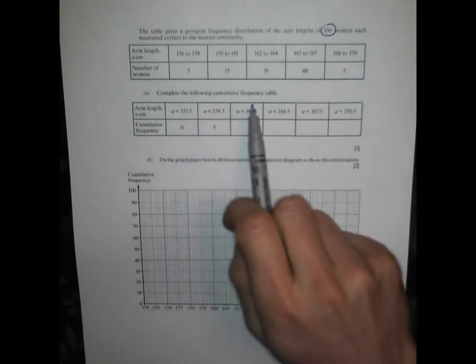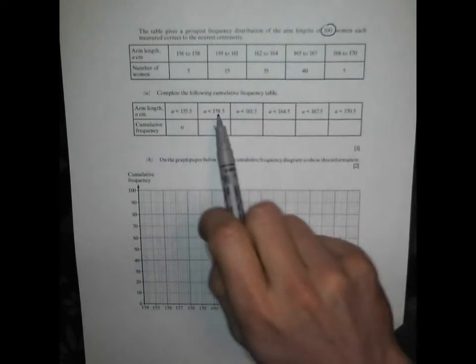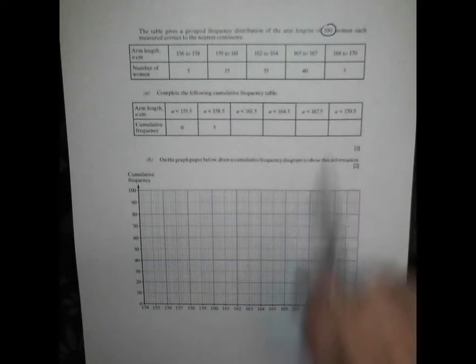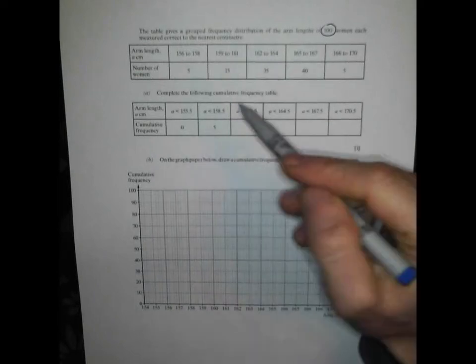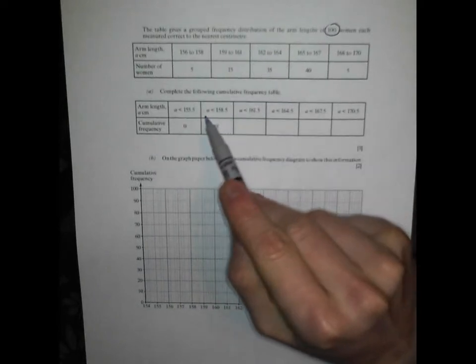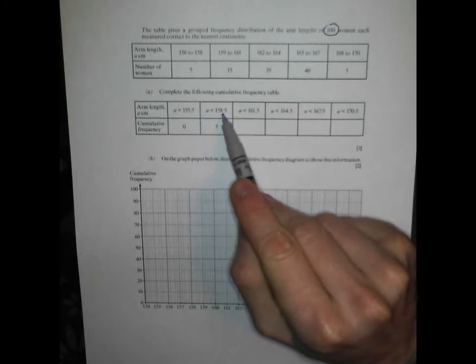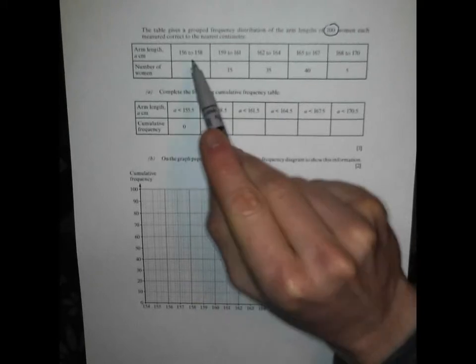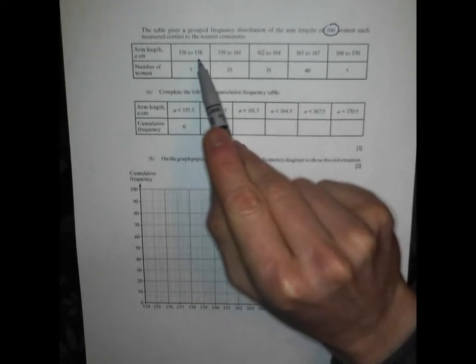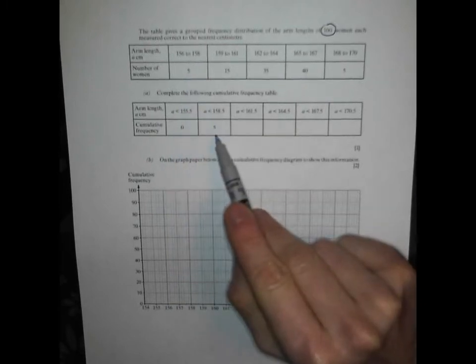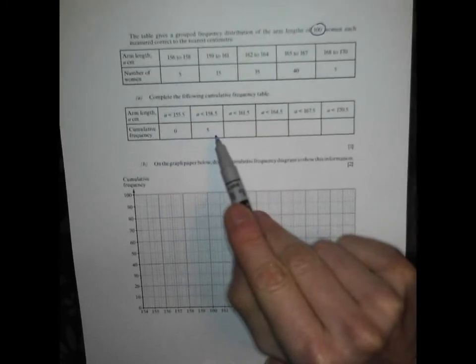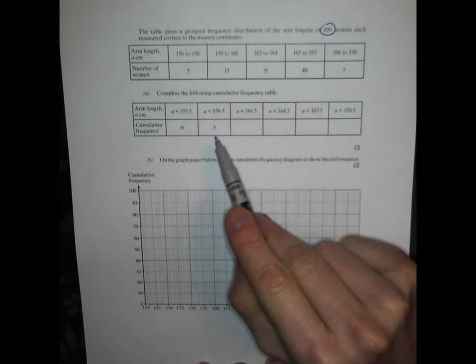Complete the cumulative frequency table. Again, they've gone for this technique of giving us the upper bound, so just watch out if that comes up. But it's dead easy to read. That means how many arm lengths are less than 158.5? Well, there's 5 between 156 and 158, so there's got to be 5 less than 158.5. Dead easy. Use that to help get you started.